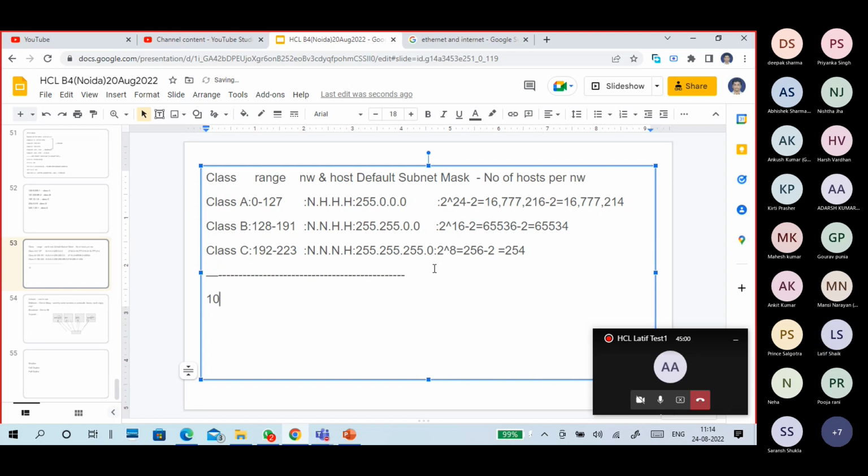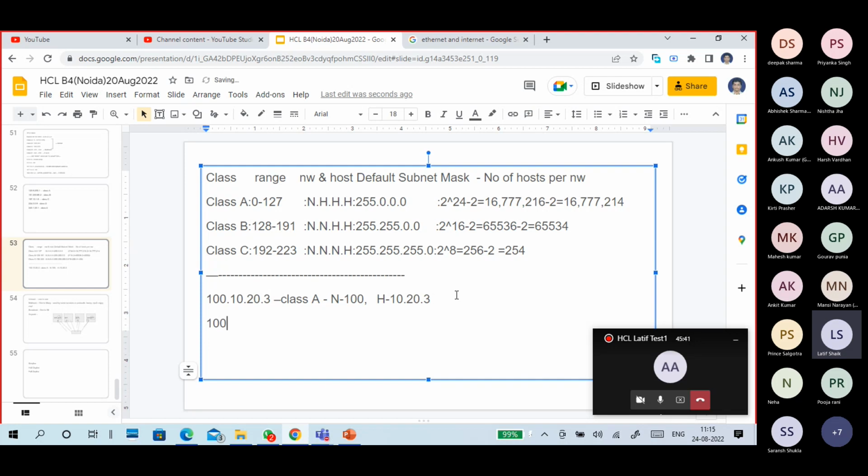So I have 100.10.2.3. Which class is it? Class A. So you know the network portion is 100. Your network portion is 100 only, and the host portion is 10.2.3. Guys, remember these rules when I tell this.